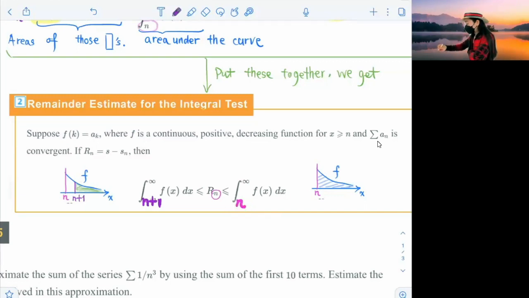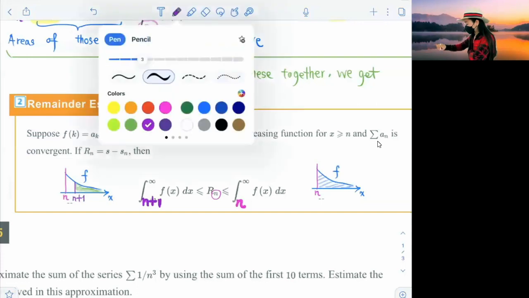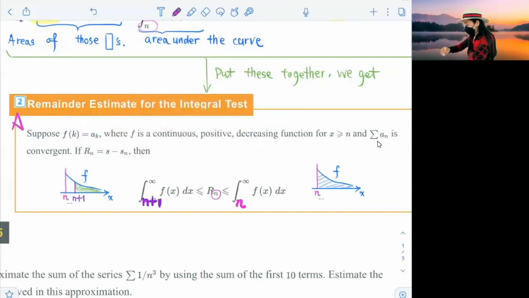That's the one that you probably need to use for your homework. So remember this. So how do you remember this? A trick to remember here is the index. R_n is going to be bounded above by the integral that starts with n, and then bounded below by this integral that starts with n plus 1.